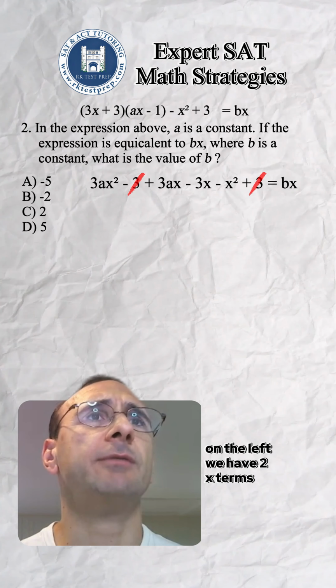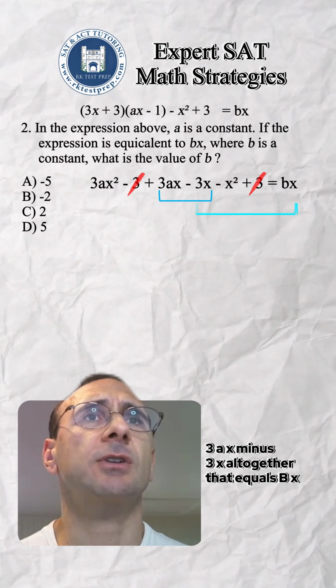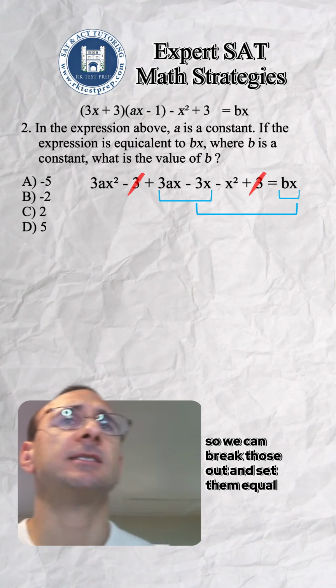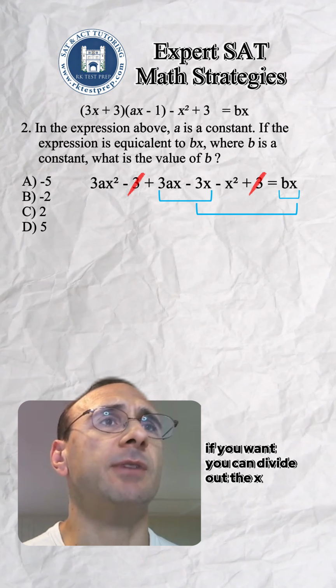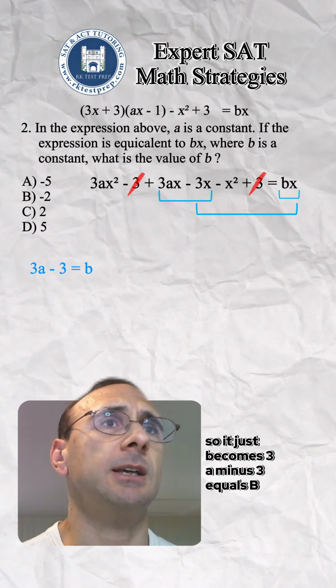On the left, we have two x terms, 3ax minus 3x. Altogether, that equals bx. So we can break those out and set them equal. If you want, you can divide out the x, so it just becomes 3a minus 3 equals b.